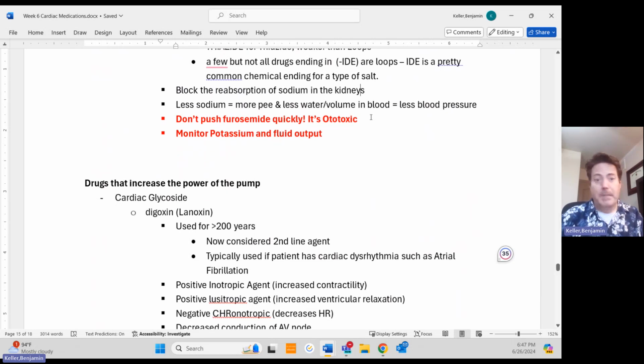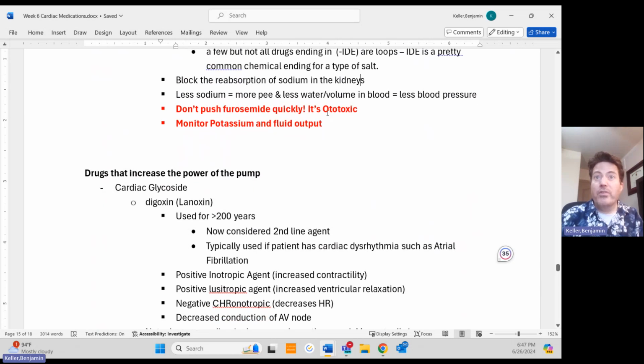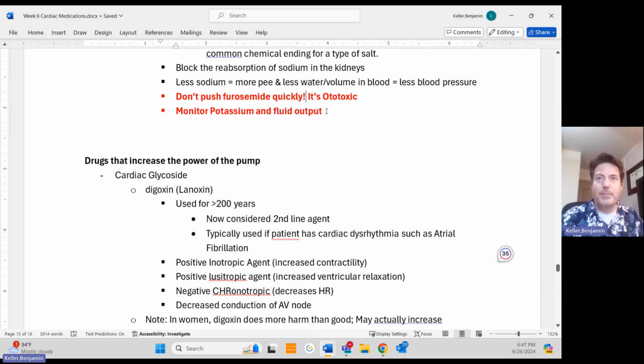And that can be a good thing. It can also be a bad thing. So don't push furosemide too quickly. It's ototoxic, which means it's bad for the ears. And monitor potassium and fluid output.